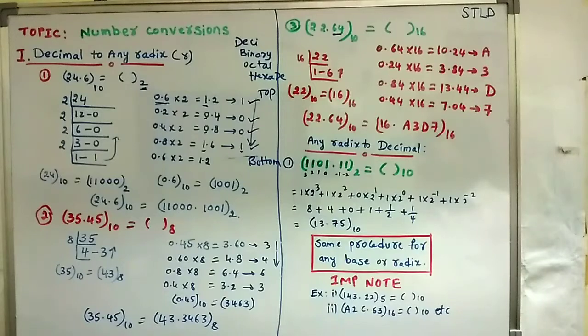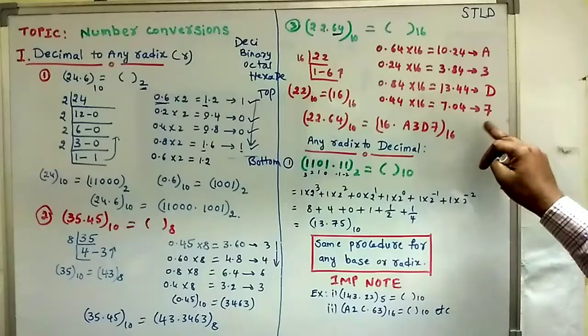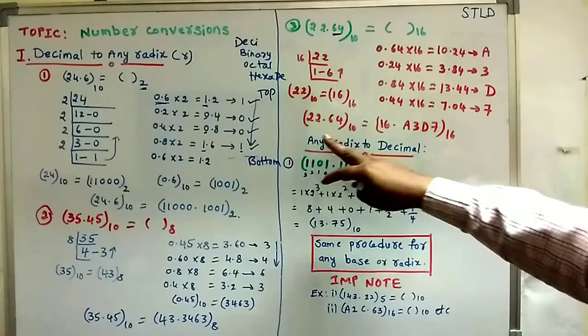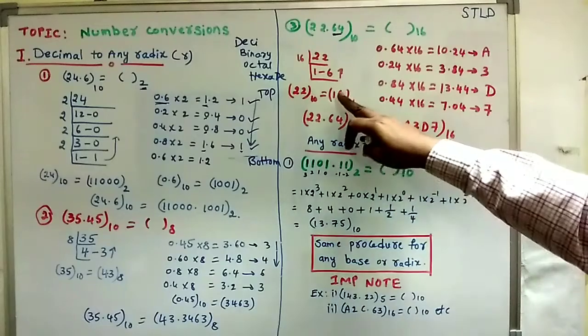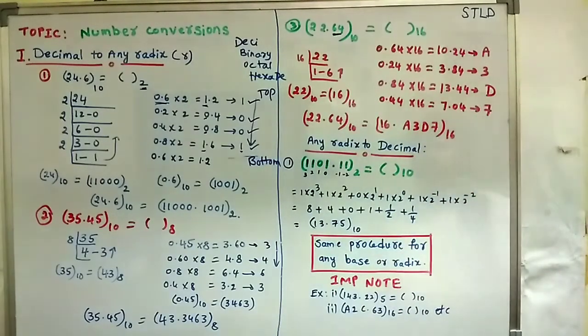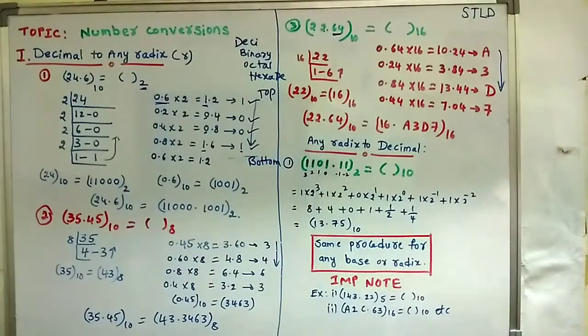13 is again D. 10 is A, 11 is B, 12 is C, 13 is D. Again 0.44 into 16, 7.04. That is, 7 is the integer. I am stopping here. Then 22.64 is equal to 16.A3D7. Here also, top to bottom is the integer and fractional part.